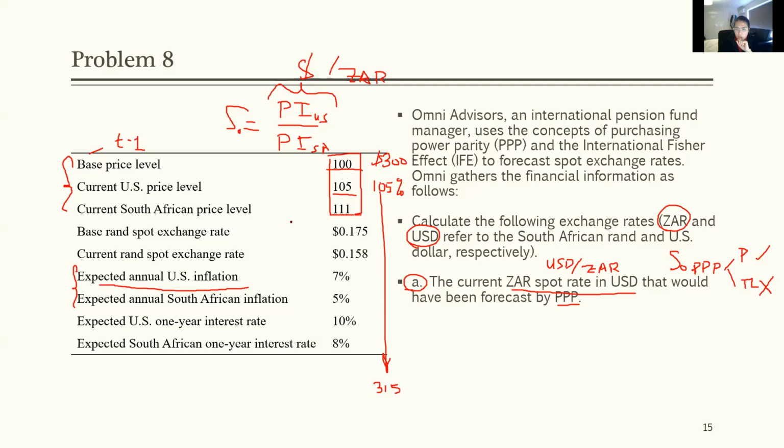So as a result, when you want to use the PPP in this question, you need to modify it to take into account the fact that these price levels are relative. Therefore, to compute the spot rate, you need to times the price ratio by the base rate. So you need a base rate number here to compute the spot rate.